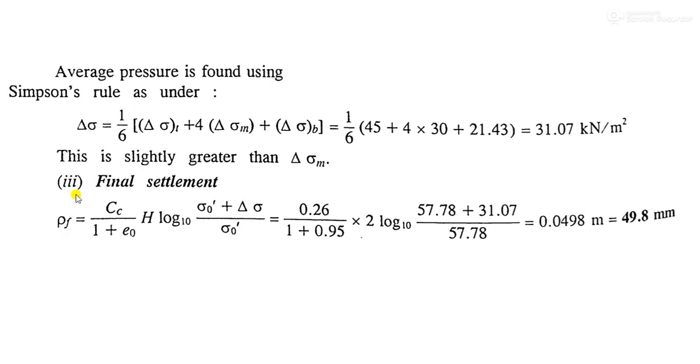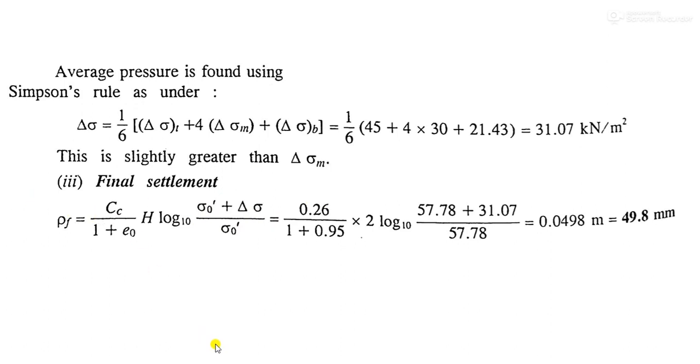The formula is this. Final settlement rho f equals Cc, the compression index, by 1 plus E0, 1 plus the void ratio, into H, the height of the specimen, into log 10 base of sigma 0, the initial pressure, plus delta sigma, the incremental pressure, by again sigma 0 dash.